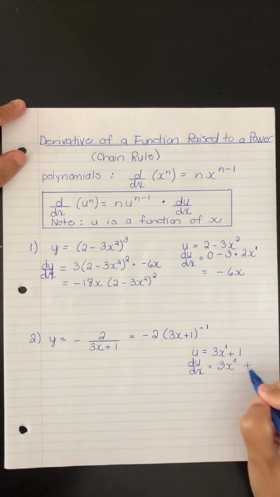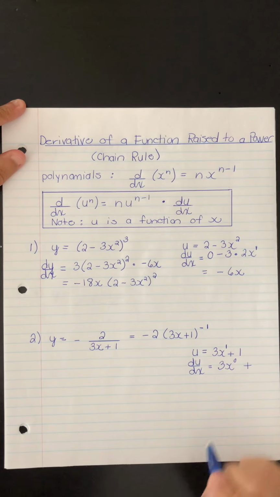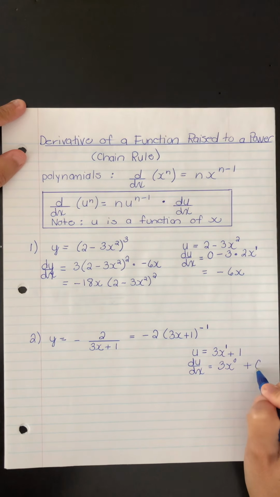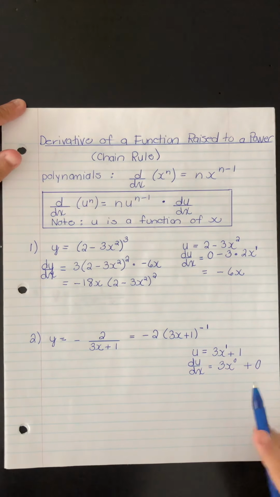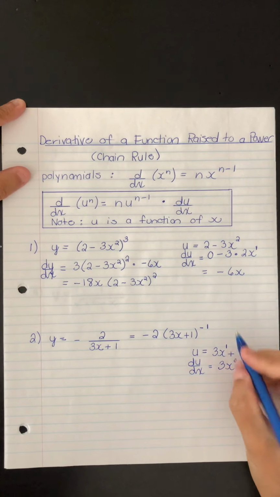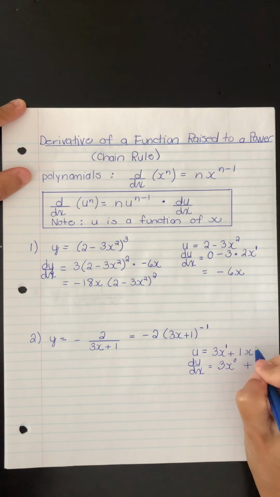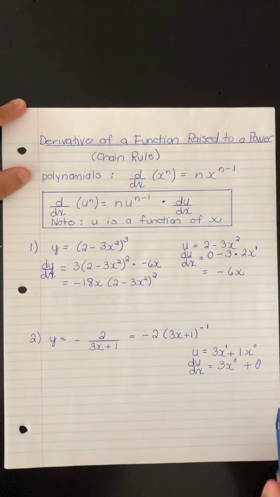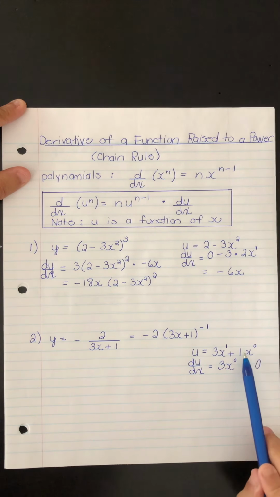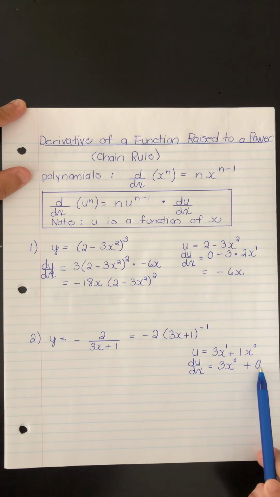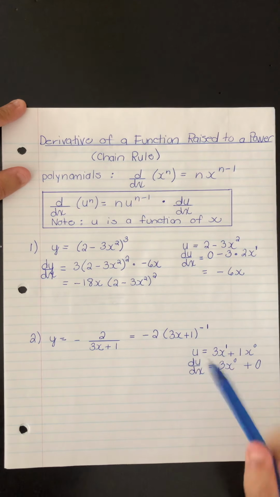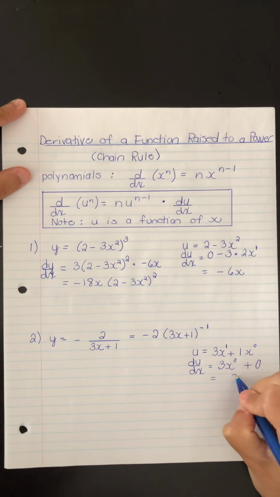And then you would do plus the derivative of the constant 1. The derivative of the constant is equal to 0. If it helps you, you can change this into 1 times x to the 0 to explain why the derivative is 0. As soon as the 0 comes forward to multiply by the 1, you get a 0. Okay, so the derivative of 3x plus 1 is 3.